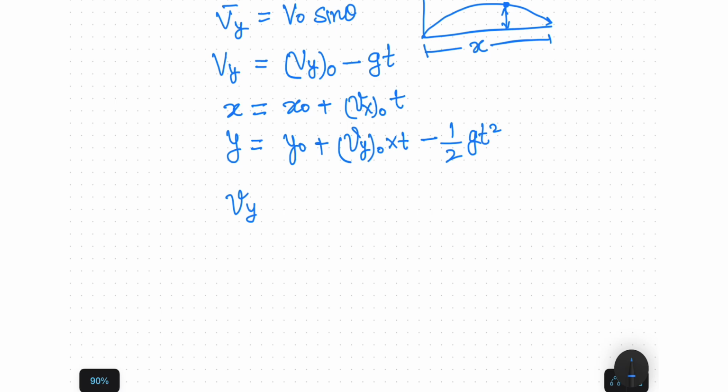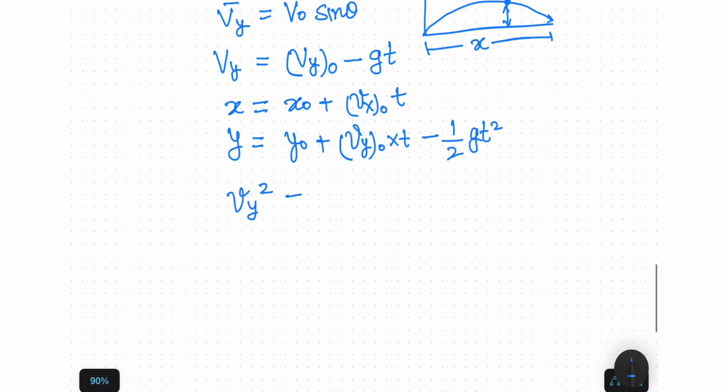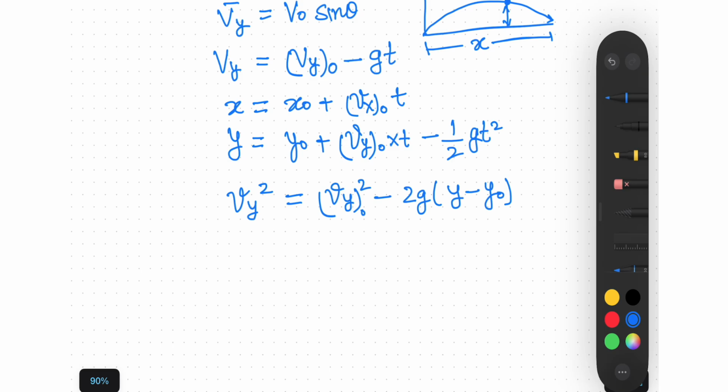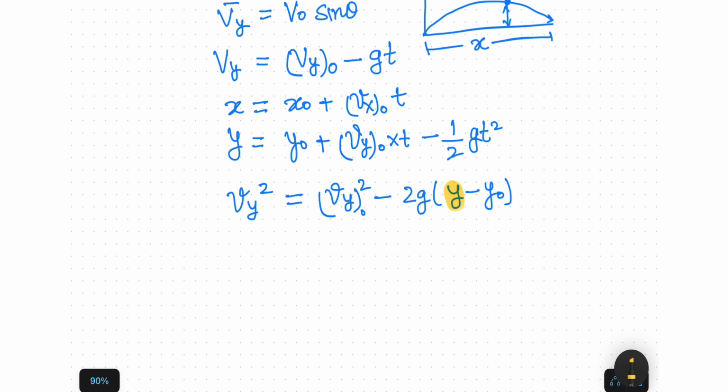The y component, vy square, is equal to vy naught square minus 2g (y minus y naught). Now guys, look here. If you have these values, for example, if the initial height is given and the projectile height is given, then you can find the velocity at that point.